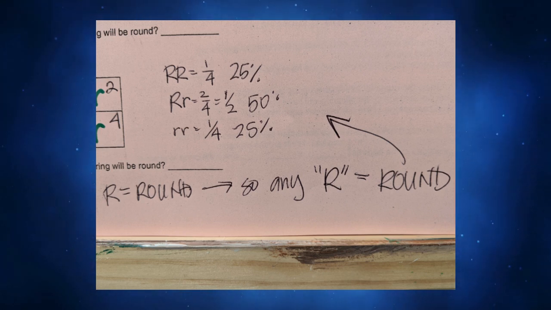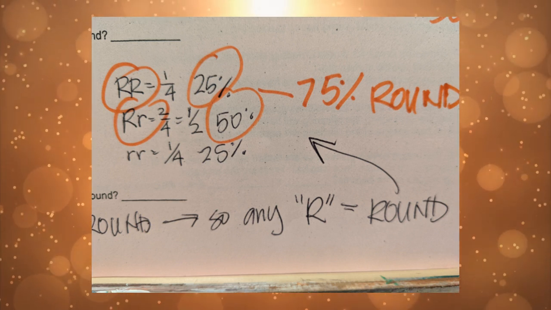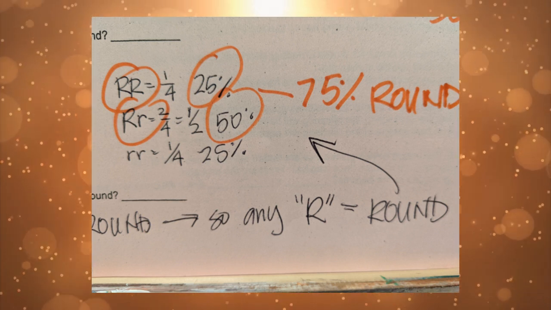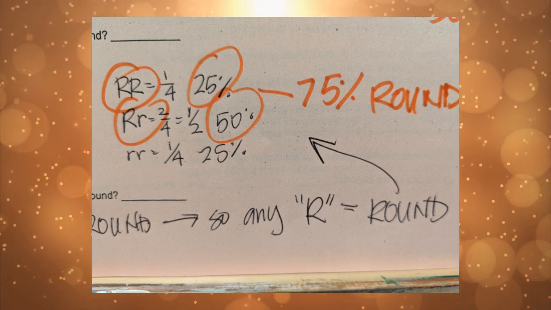So if I want to see how many of those boxes had a dominant trait, a big R means it's going to be round. Well, I had big R, a fourth of them, and then I had big R, little r, 1/2. Well, 25% and 50% is 75%. And then that little r, of course, is the same because it was just one of the 4 boxes.